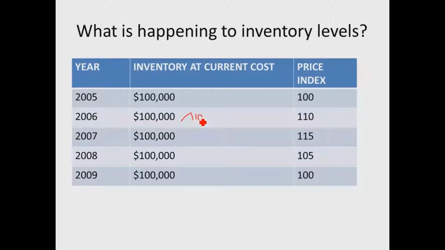quantity levels are changing. Okay, so I can infer that I must have sold a certain number of goods, because if I still had the same units on hand here as I have here, then I should have 110 in my inventory, but I don't. I only have 100. So therefore, I must have sold some product.